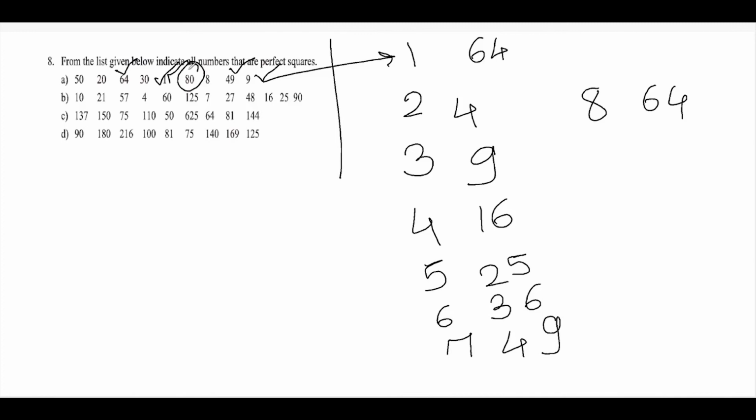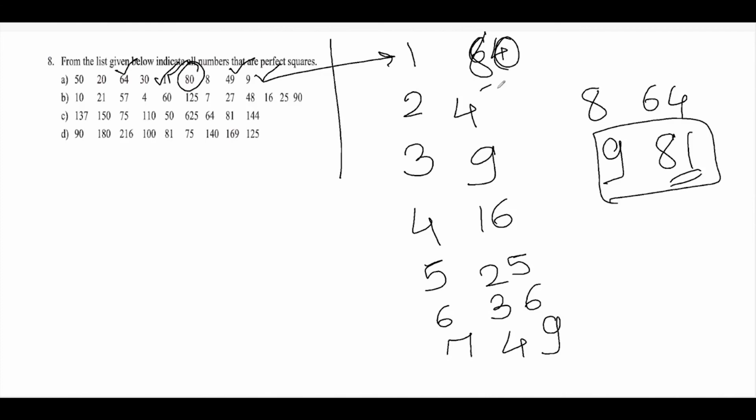Sorry, the maximum number here is 80. So let's go with 9. 9 square is 81. Now we exceeded it. So the last was 81 and the highest we have is 80. So we need not check other numbers for finding the squares. The ones we marked here are all perfect squares while the rest are not perfect squares.